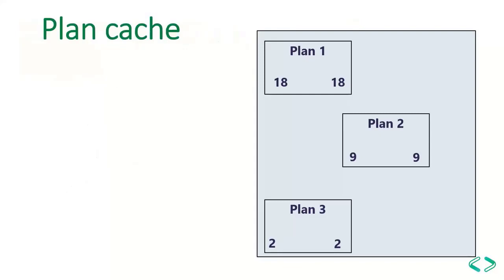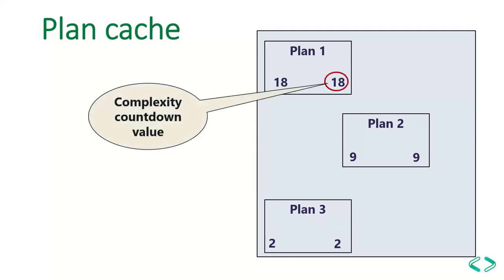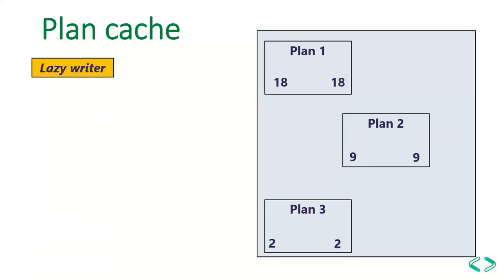The diagram on the right side is my plan cache, which is really small. We just have 3 execution plans in it: plan 1, plan 2 and plan 3. For each object inside the plan cache, we have two numbers at the bottom. The left side number is known as the complexity cost value and the right side number is known as the complexity countdown value. What happens when the lazy writer kicks in? The lazy writer will be kicked in every minute by the SQL Server automatically.